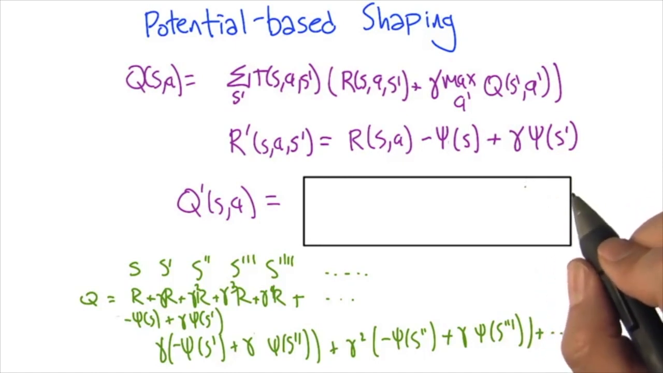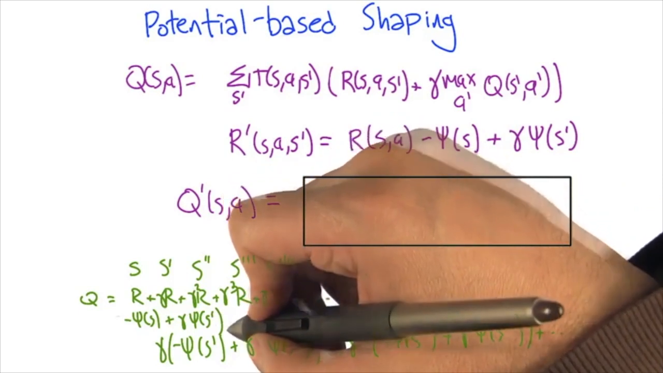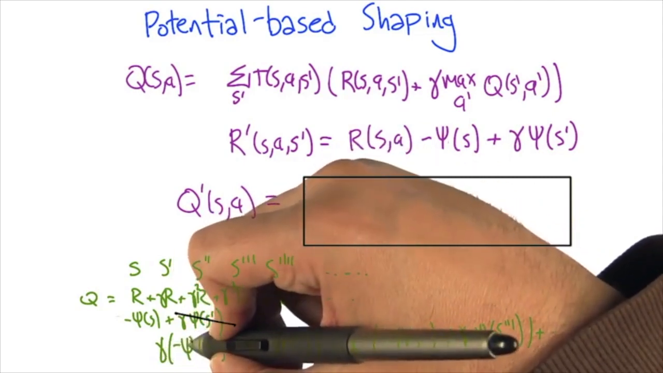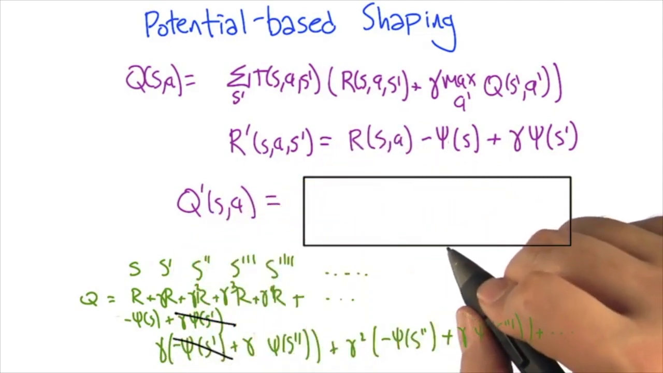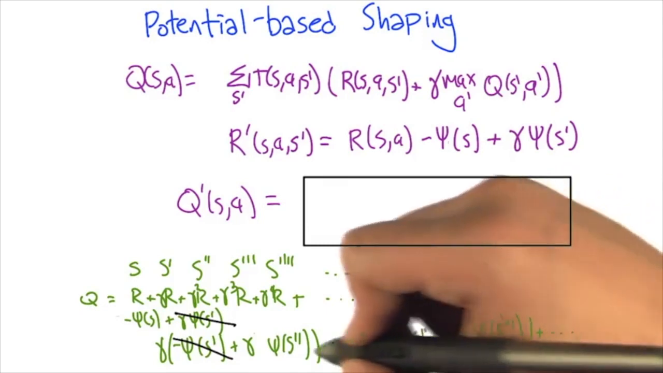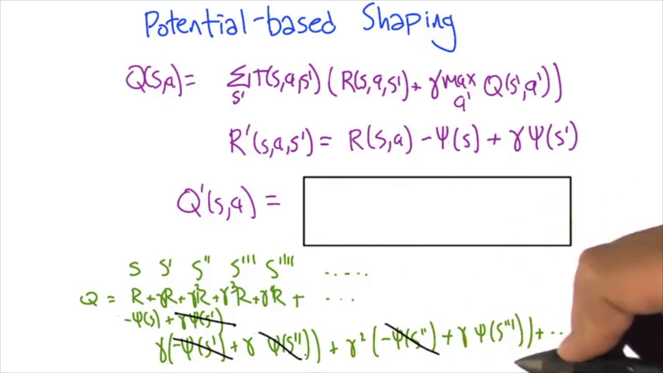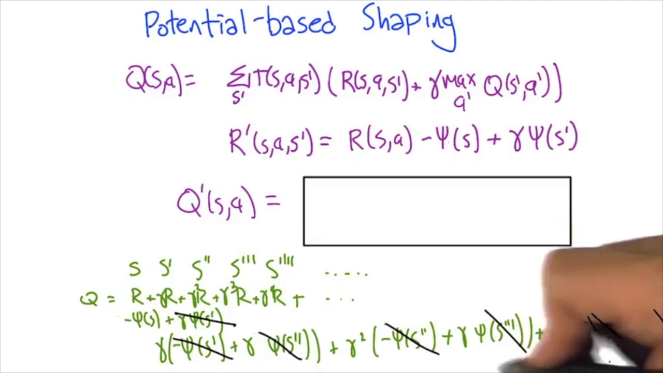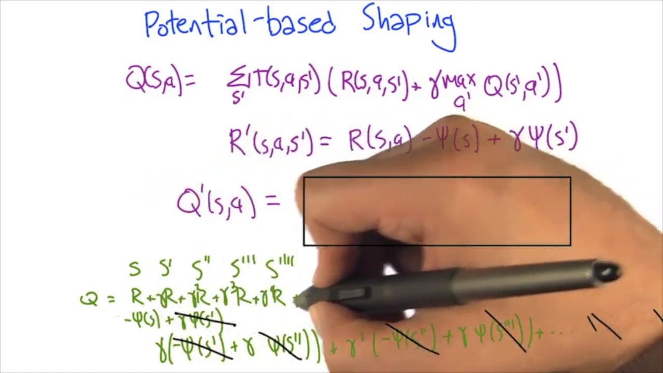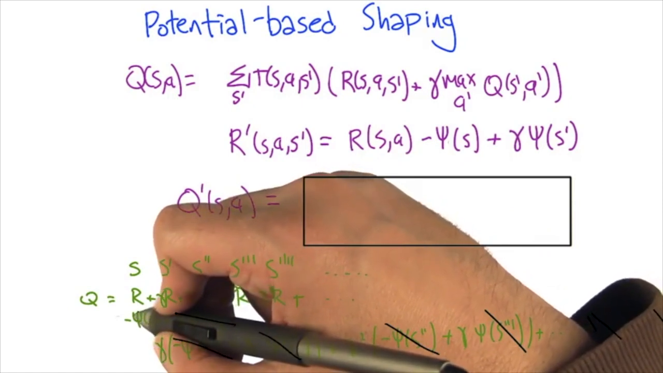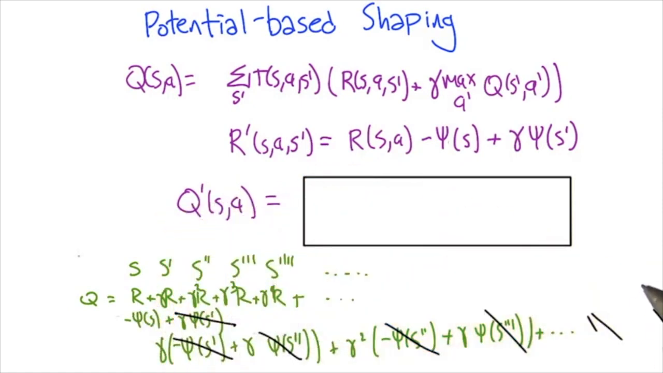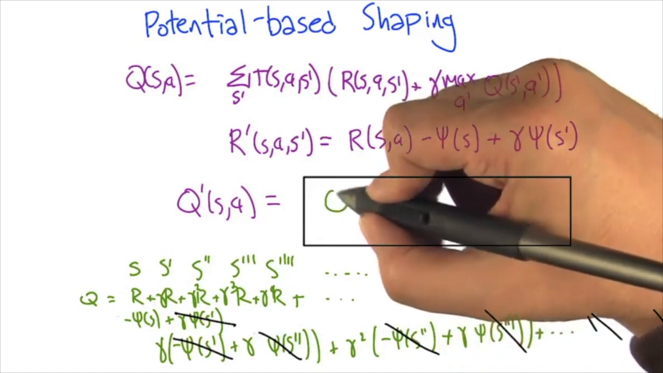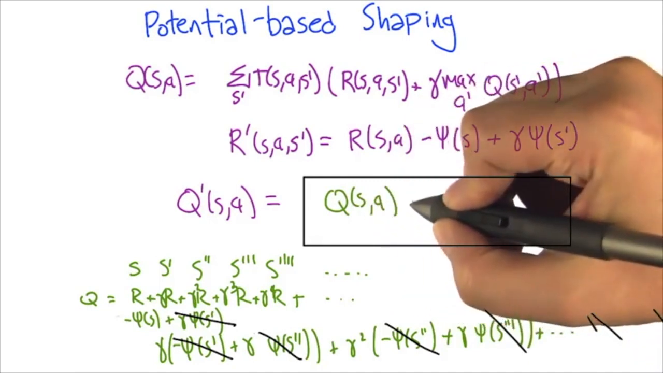The first thing you notice is that things start canceling each other out. In particular, this gamma psi of S prime and this gamma times negative psi of S prime disappear. And then that's going to happen again on the double prime, and the triple prime, and the quadruple prime, and so forth. All we're going to be left with are the R's themselves, which we're writing as Q, and this weird little extra minus psi of S in the very beginning. So then I think we can write Q prime of S, A as being equal to Q of S, A minus psi of S.